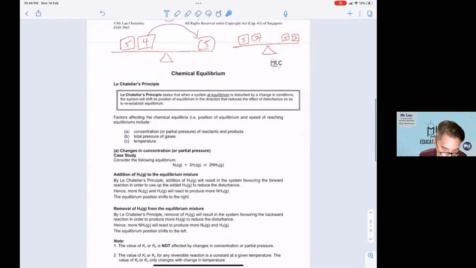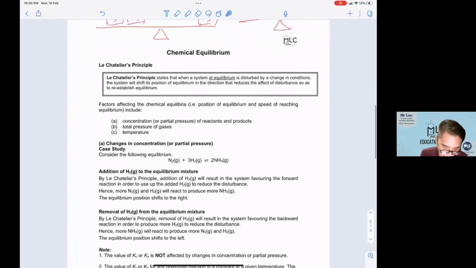So that's the first factor that affects chemical equilibrium: an increase or decrease in the concentration of reactants or products. For example, if you add H2, there's an increase in hydrogen gas, so you need to shift equilibrium to the right to remove this disturbance. Therefore, it will favor the forward reaction. Similarly, if you remove hydrogen gas, that means H2 decreases, and equilibrium will now shift to the left to produce more hydrogen gas and nitrogen gas. Equilibrium will now favor the backward reaction.